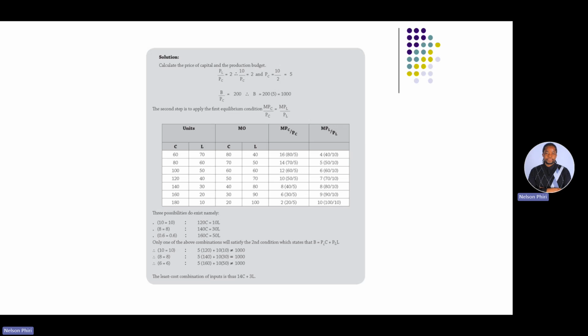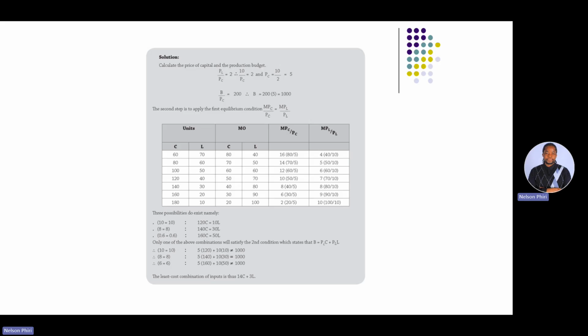Then we also have 8, where your marginal productivity of capital divided by the price of capital is 8, and also you have 8 where your marginal productivity of labor is divided by the price of labor. So the 8 in the capital corresponds to 140C, while the 8 in the labor corresponds to 30 units of labor. Then finally, we have a point where all of them are equal to 6. So for your capital, this corresponds to 160, and for your labor, this corresponds to 50.